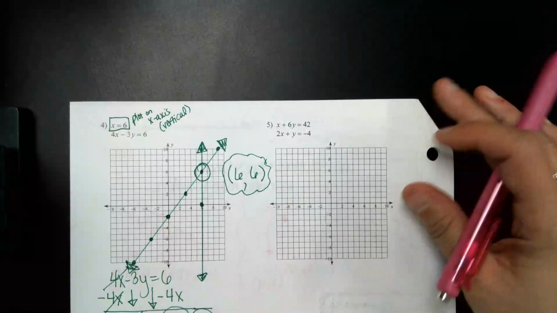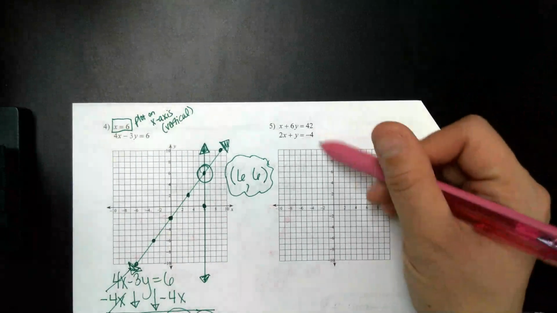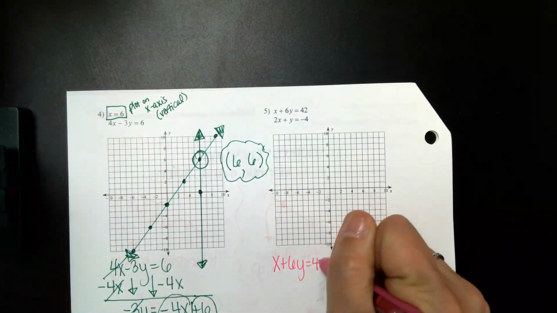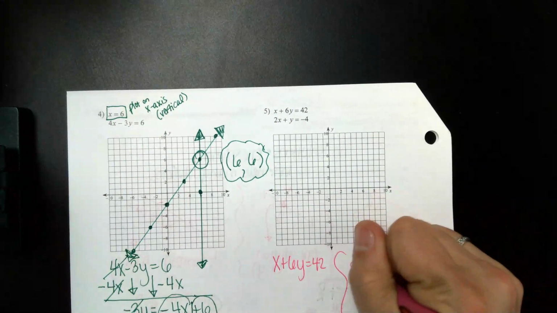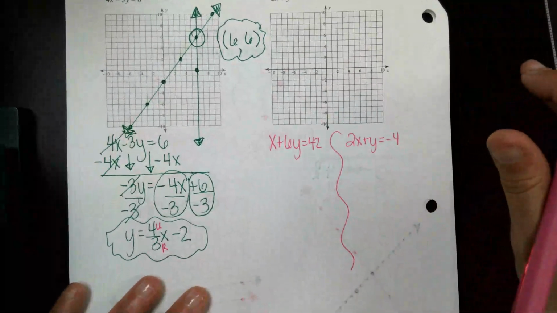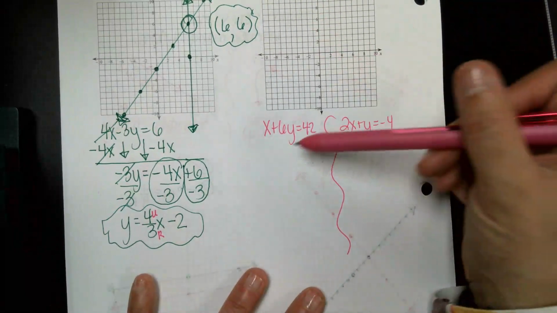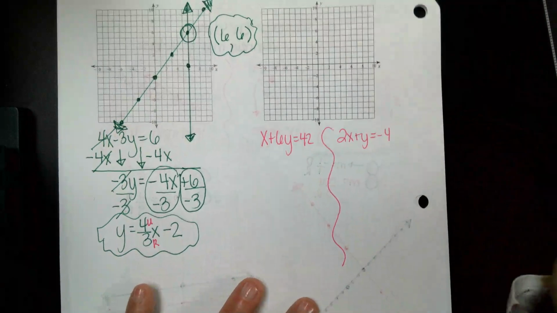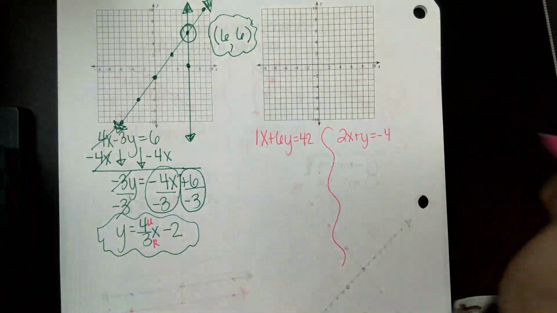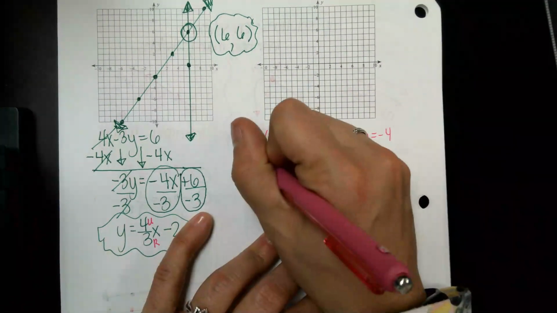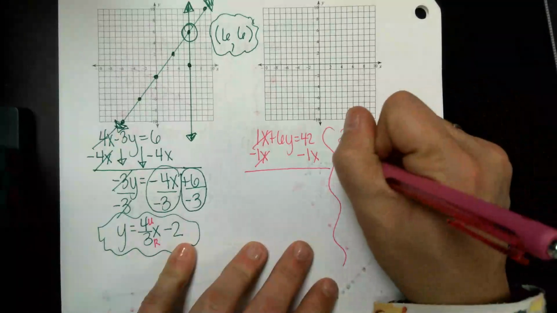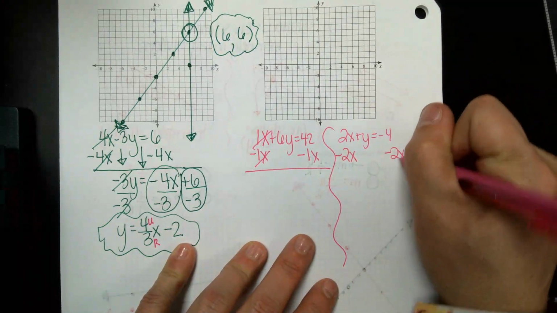Alrighty, number 5. Both of these are in standard form, so I am going to have to change both of them in order to even get started here. So all I've done is I've taken both equations, written them down here, and I'm going to go ahead and move my stuff around. So for each of those, we're going to move the x term. So I'm going to subtract 1x here. And over here, I'm going to subtract 2x.